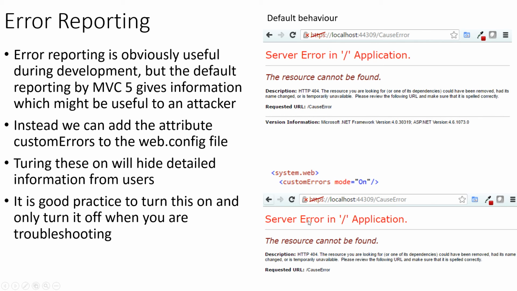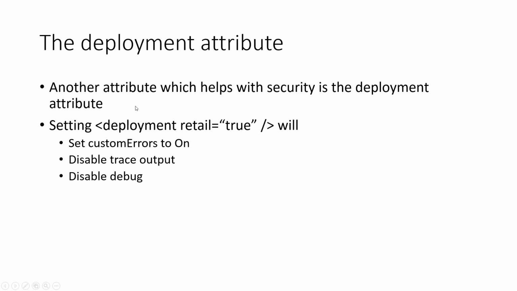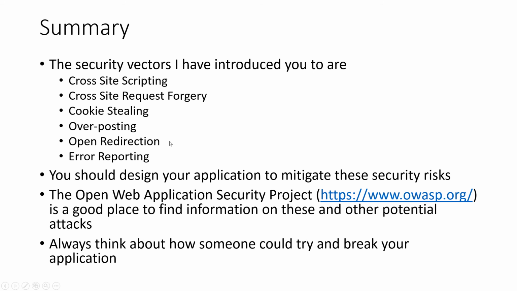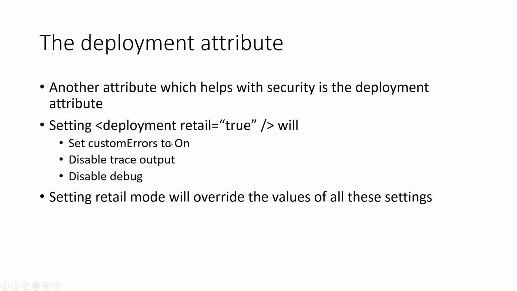This is something you should only be using when you're troubleshooting and developing, and then when you deploy you've got to make sure that you turn this on. And there is a deployment attribute that's quite useful, which you can set retail equals true, and it automatically sorts out all this stuff for you. It sets custom errors to on, it disables trace output and disables debug. And that's a really important thing to consider.